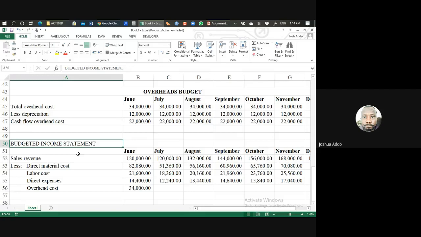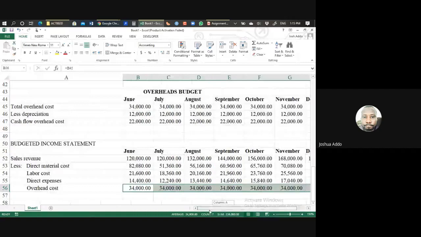And that's why for the overhead costs, you should get it from the overhead cost. The reason why I said it should be 34,000, which includes the depreciation of 12,000, is that in the income statement we are not doing a cash flow statement. The cash budget is a cash flow statement. I hope you are okay. Okay, so this will be 34,000 throughout up to December. And I guess these are all the costs we have. So all other things being equal, this becomes your budgeted.